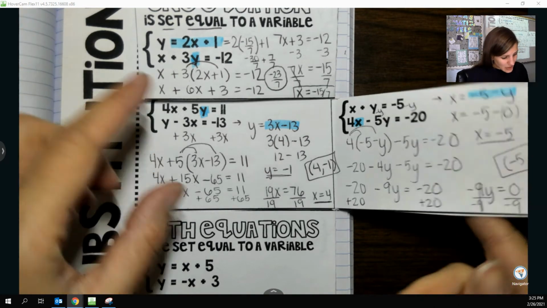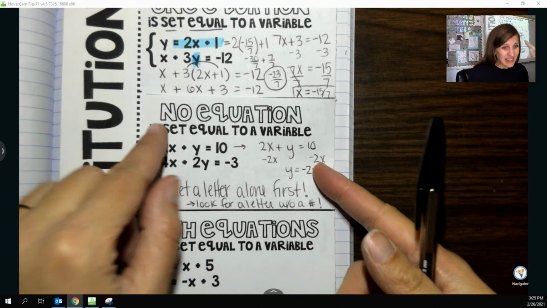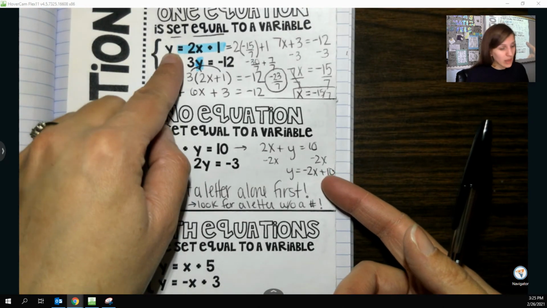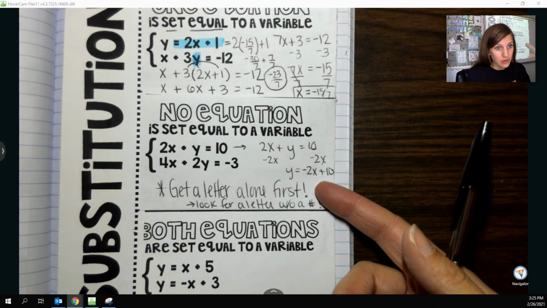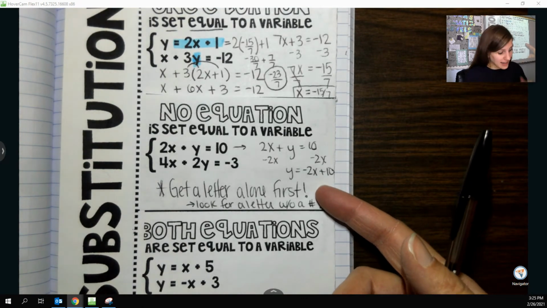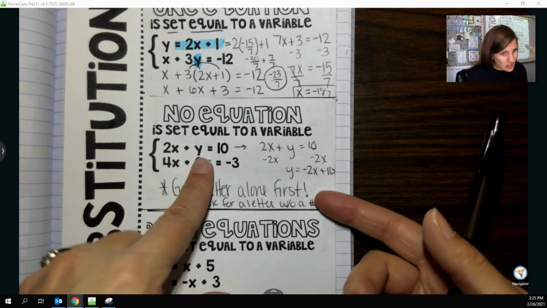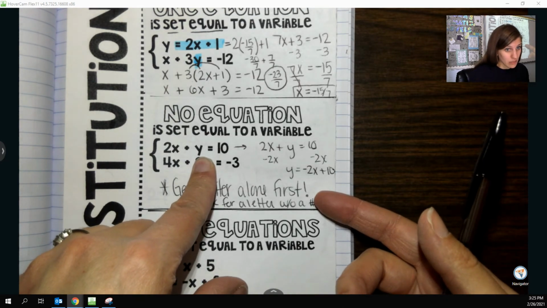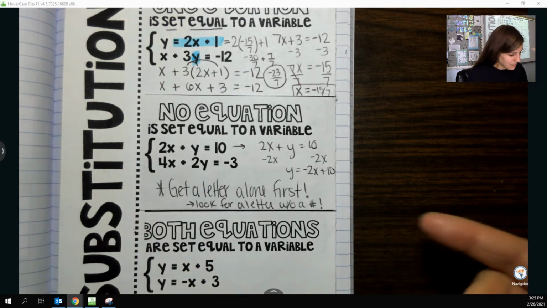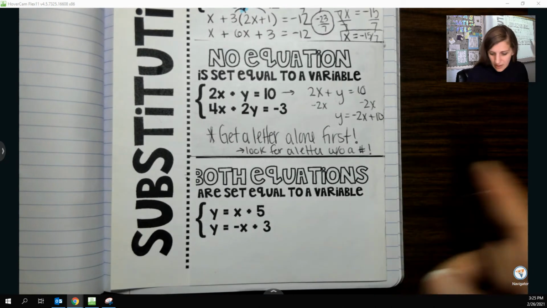Okay, so these two situations at the top here are basically the same, you guys. You want one letter alone so that you can substitute it inside. So this is like an inside substitution. You just might have to get a letter alone first if you don't already have one. This last one is a little different.